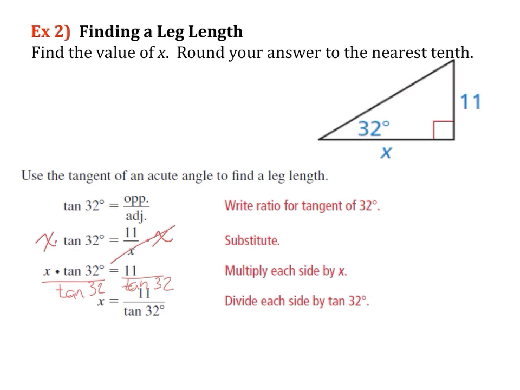Which is why on this next step, x equals, because the tangent 32s divide each other out, we have x by itself equal to 11 divided by tangent 32. So when you use your calculator and divide 11 by, and use your tangent key, tangent 32, then you should get a decimal value of about 17.6. So the value of x is about 17.6.